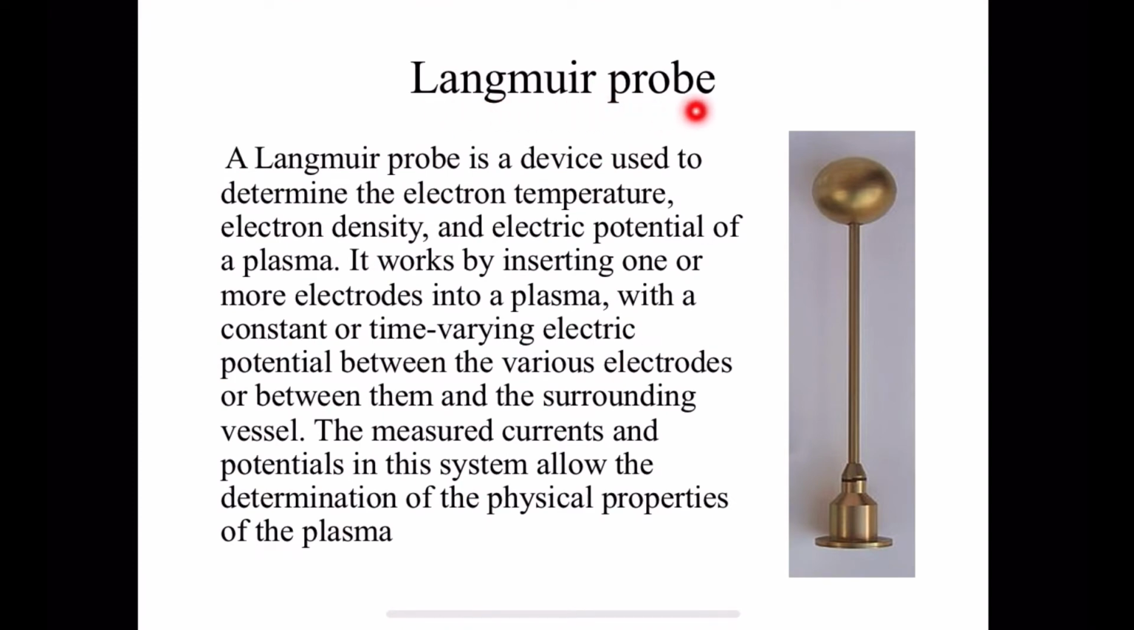The Langmuir probe. A Langmuir probe is a device used to determine the electron temperature, electron density, and electrical potential of a plasma. It works by inserting one or more electrodes into a plasma with a constant or time-varying electric potential between the various electrodes or between them and the surrounding vessel. The measured currents and the potential in this system allow the determination of the physical properties of the plasma.